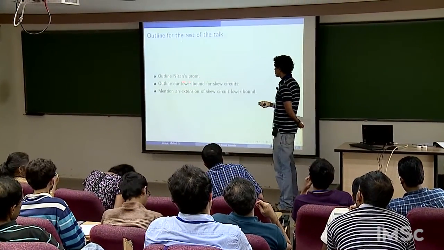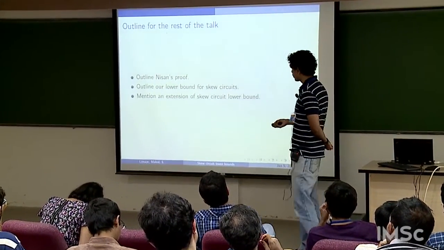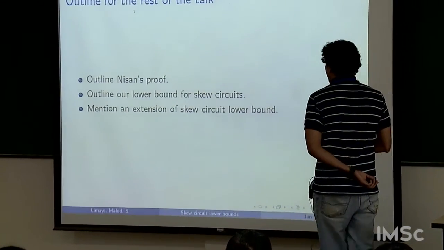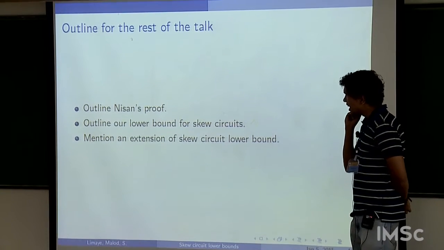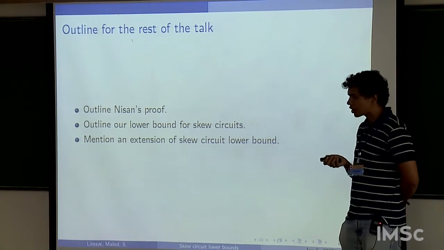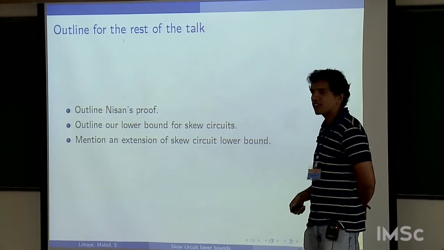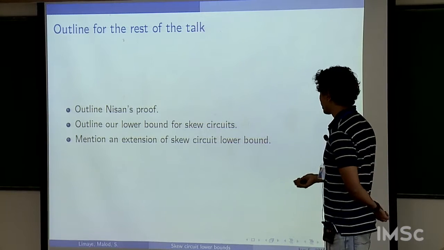So here's the outline for the rest of the talk. I'll talk about Nisan's proof for a while. Then I'll outline our lower bound for skew circuits. And then at the end, I'll mention an extension of this skew circuit lower bound, which was proved exclusively for the purposes of speaking about it in this workshop. But it's kind of ugly, so I won't get into the details.